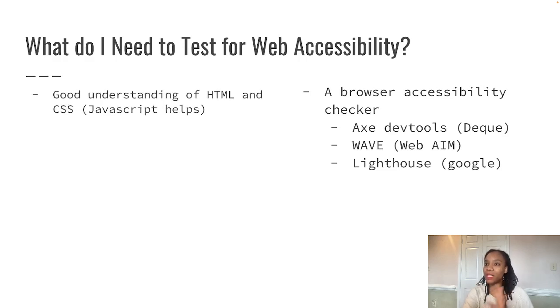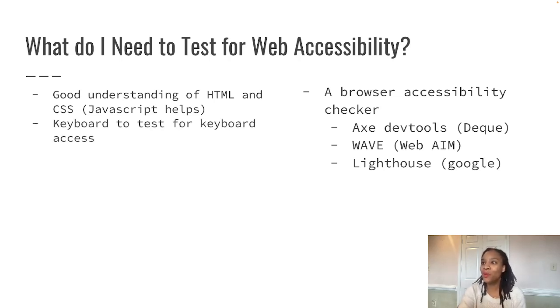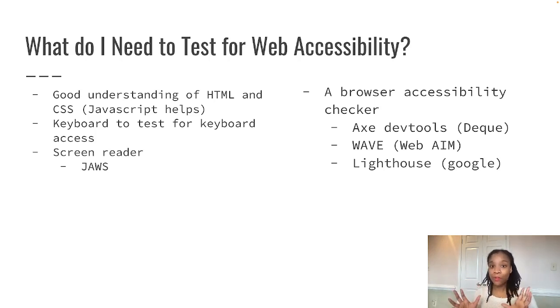So, to test for web accessibility, obviously we need some good understanding of HTML and CSS. A little bit of JavaScript does help. And if we're here already and we're full stack engineers who are watching this, we definitely know JavaScript or something like it. So knowing that is very good to know. We're going to talk about keyboard testing. We're going to try a screen reader today. Some of the screen readers that you can download yourself, I'm going to tell you what those are.